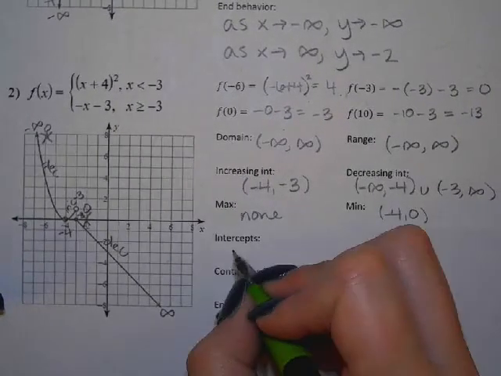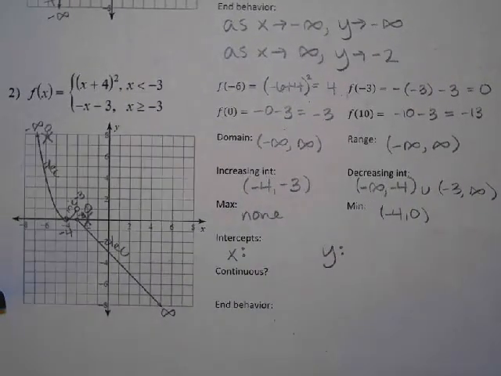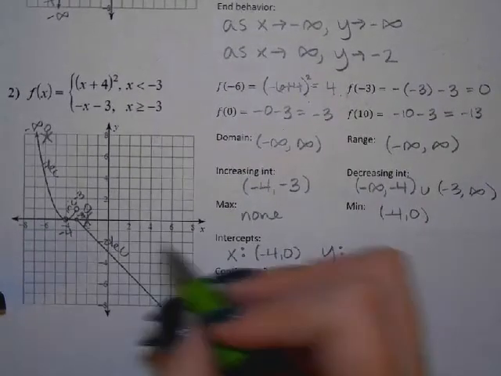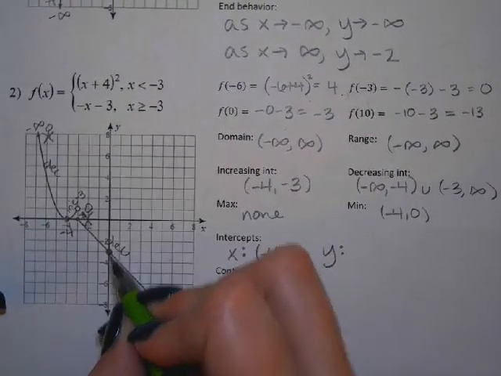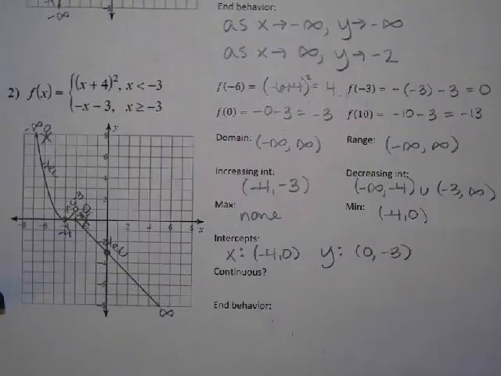All right. X-intercept, Y-intercept. I see both. What's the X-intercept? And then the Y-intercept is 0, negative 3. Good. Okay.